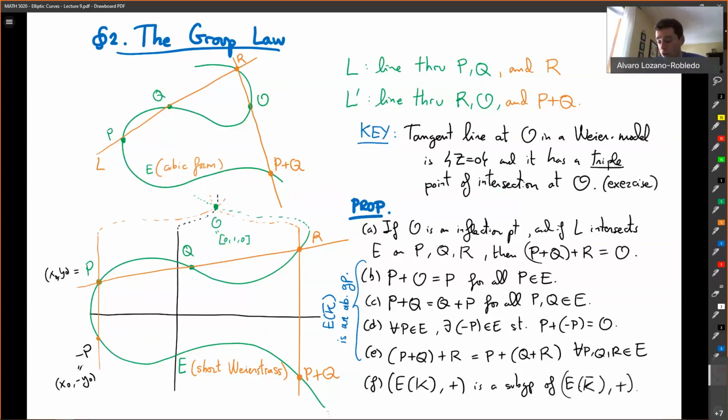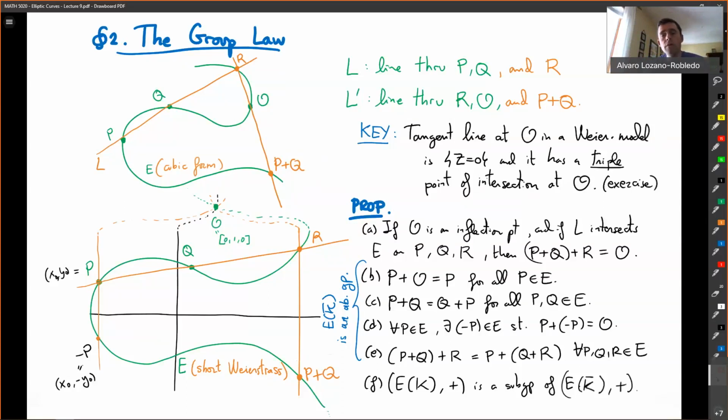plus R equals O. So if you have 3 points in a line, the 3 points on your elliptic curve that are collinear, then they add up to 0. And that is actually what we use to construct the group law, that P plus Q plus R is 0. And that's why this is not P plus Q. P plus Q is down here. So that this point up here, this R, is actually minus quantity P plus Q.